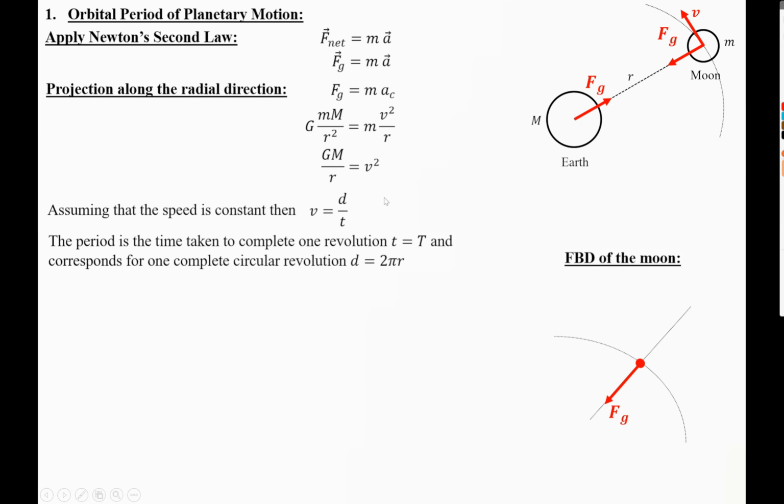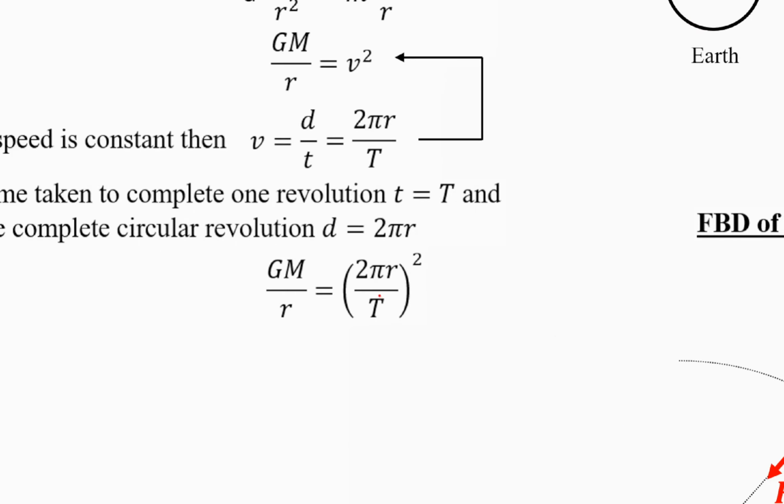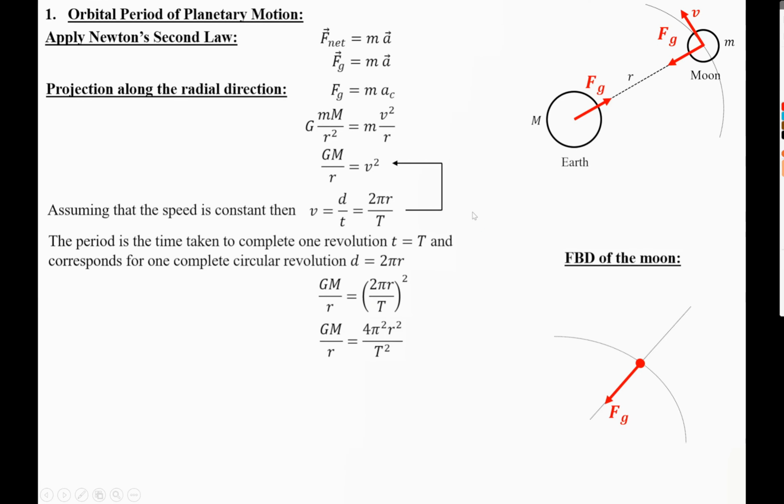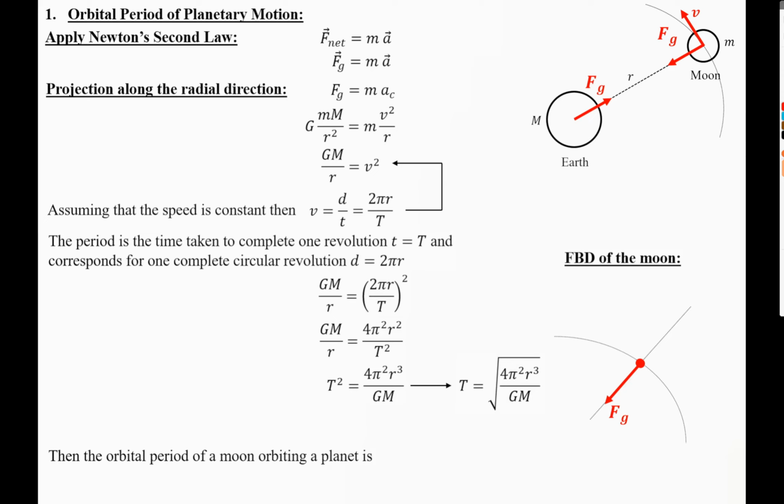Now replacing the speed in the above expression, we get GM over r equal to (2 pi r divided by T) squared, and we're interested in determining capital T. Isolating T squared and taking the square root, that would be T equal to the square root of 4 pi squared r cubed divided by GM. Then the orbital period of a moon or a satellite orbiting a central mass would be given by that.